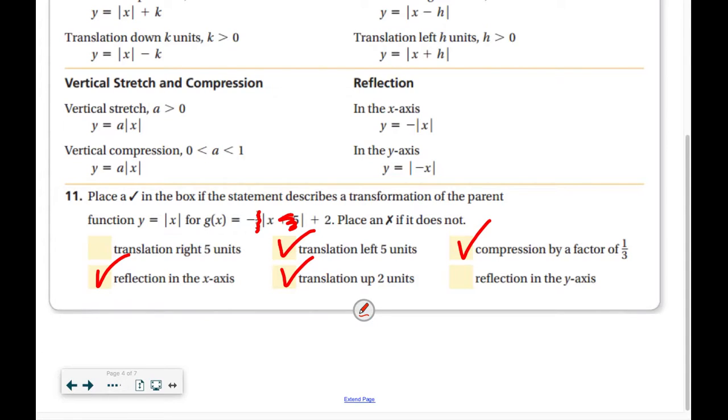That's that stuff right here. If it's in x, it's outside. If it's in y, it's inside.